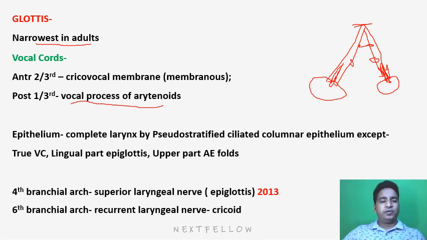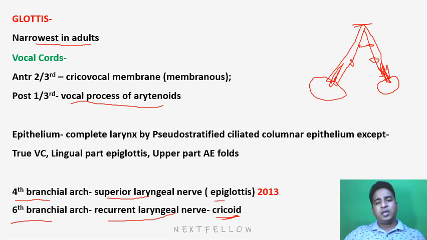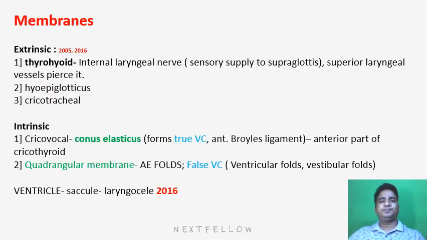Okay, now we already discussed the fourth branchial arch and the sixth branchial arch, and their nerve supply. For the fourth, it is the superior laryngeal nerve, and for the sixth, it is the recurrent laryngeal nerve. So the sixth arch forms the cricoid, and the fourth, with the superior laryngeal nerve, forms the epiglottis. And again, this has been asked in previous exams.